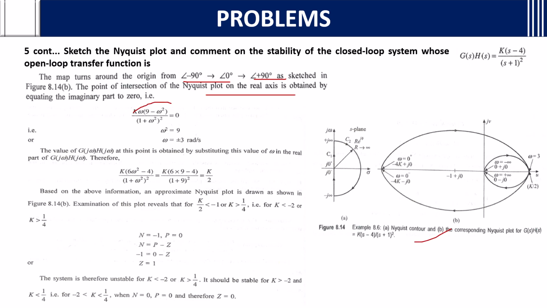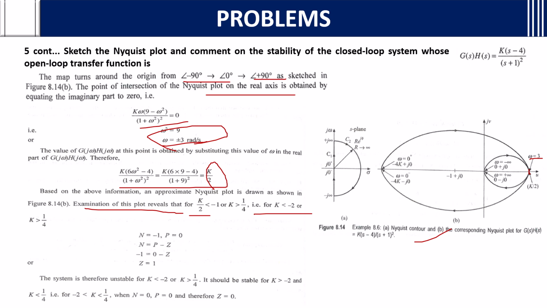The point of intersection you need to find. How to find it? The imaginary part that you have needs to be equated to 0. You will get omega equals plus or minus 3. This value 3 you should put in the real part of the equation you got initially. Then you will get the value k by 2, at omega equals 3. Based on the above information, an approximate Nyquist plot is shown in the figure. Examination of this plot reveals that for k by 2 less than minus 1, that is for k less than minus 2 or k greater than 1 by 4.